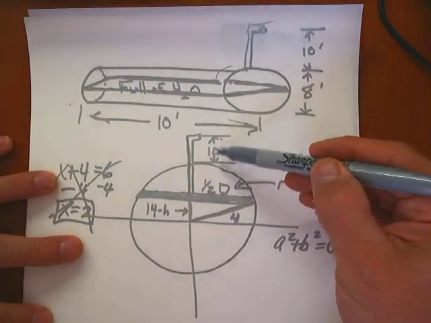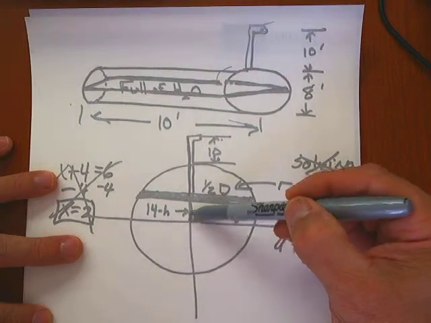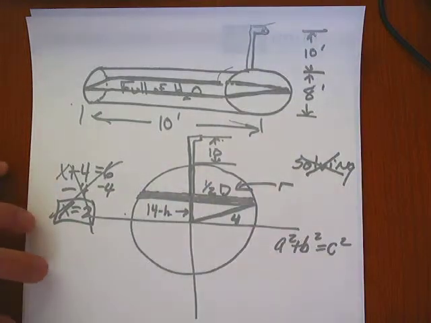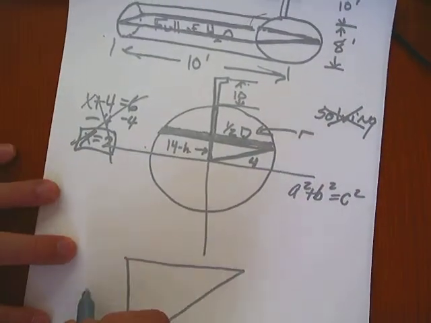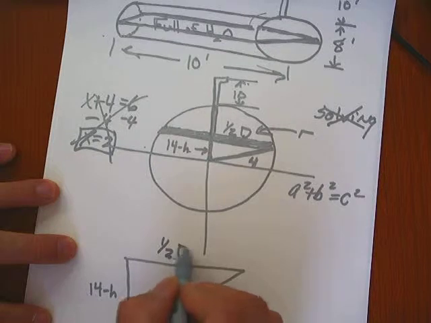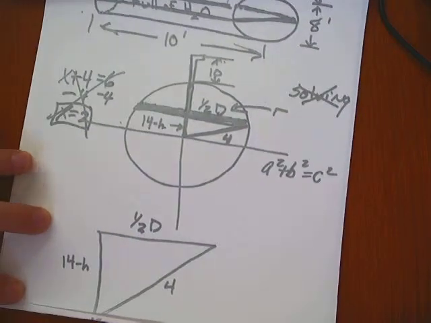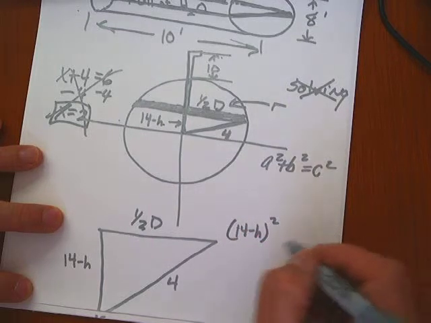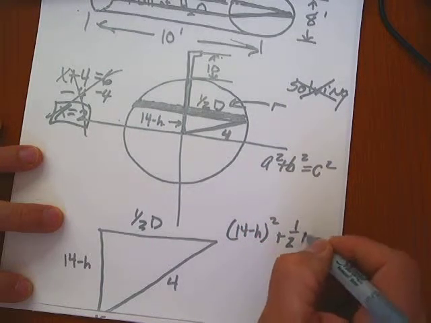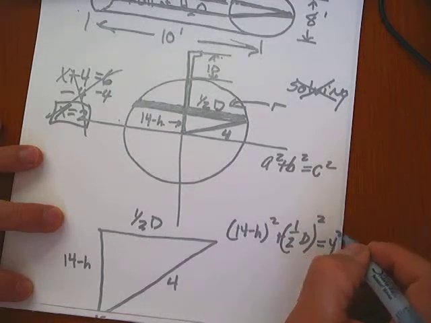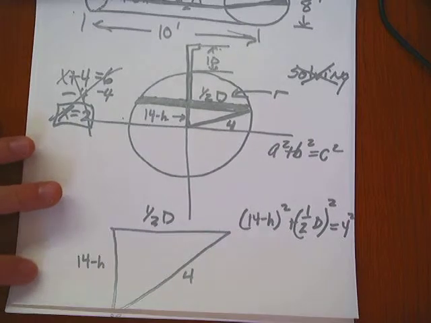And the relationship you're looking for, you've got 10 foot of pipe and 4 foot radius, and we're going to make that 14 minus h. So if you put it in the Pythagorean theorem, here's your 14 minus h, here's your 1/2 d, and here's your 4. Then 14 minus h quantity squared plus 1/2 d quantity squared is equal to 4 squared.